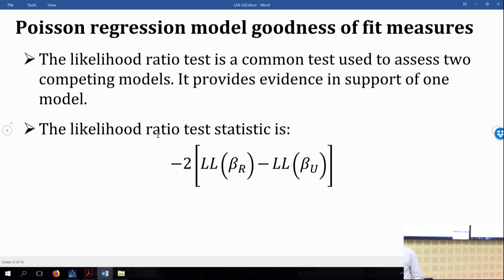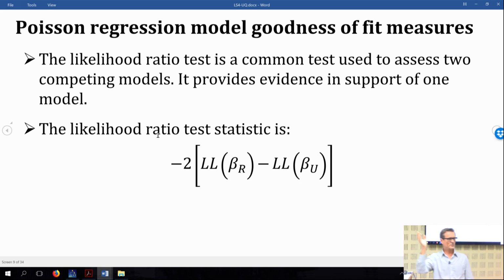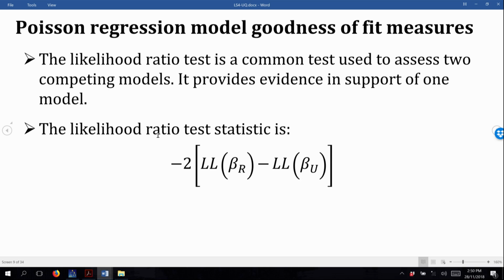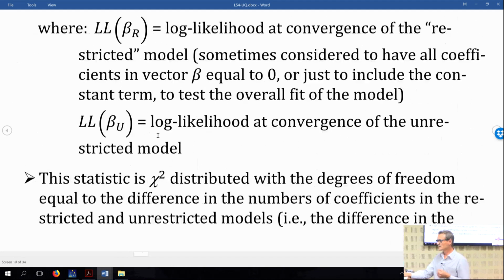So this test basically says 2 times the difference in the log likelihood of some restricted model and some unrestricted model. Those terms, restricted and unrestricted, just mean restricted usually means a smaller model, and unrestricted means a larger model, fewer variables to more variables. That's all it really means. You can compare any 2 models as long as they have different numbers of variables in them. That difference is approximately chi-square distributed. So that statistic at the bottom is chi-square distributed with degrees of freedom equal to the difference in the number of coefficients in the restricted and unrestricted models.